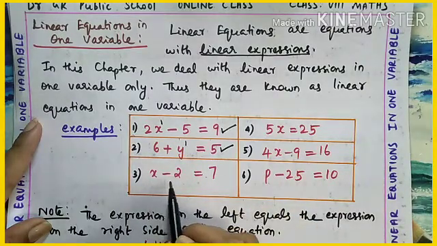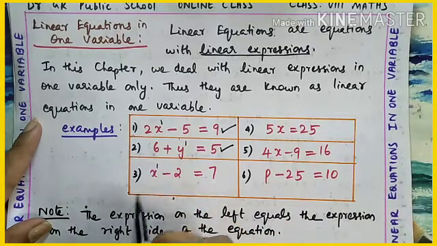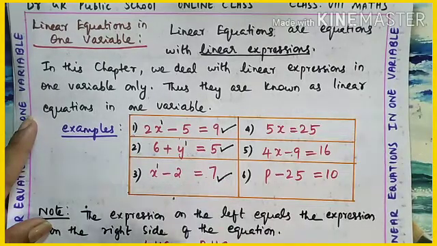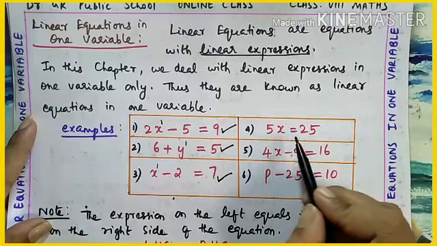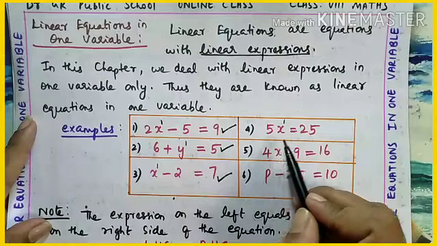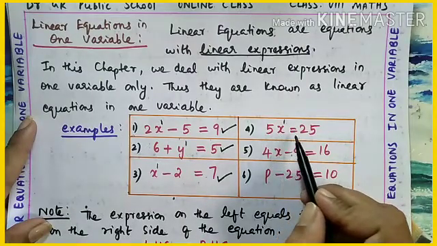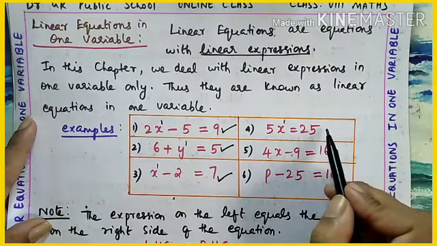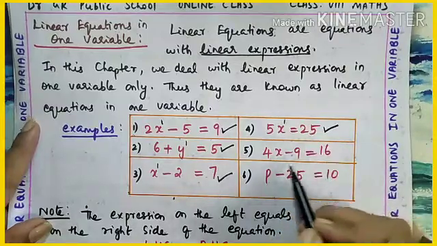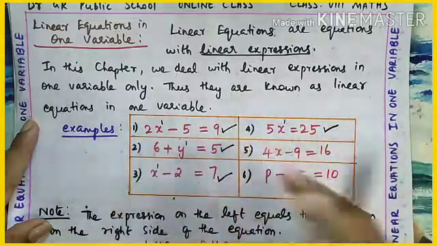Next one, x minus 2 equal to 7. What is the power of the variable? 1. Okay, so this is also a linear expression equal to a number, a linear equation. Now this side, 5x equal to 25. Here, what is the power of x? 1. Okay, so 5x is a linear expression, right? It is equal to a number 25. This is also a linear equation. An equation is always determined by the equal to sign. All of them have an equal to sign, so these are all equations.